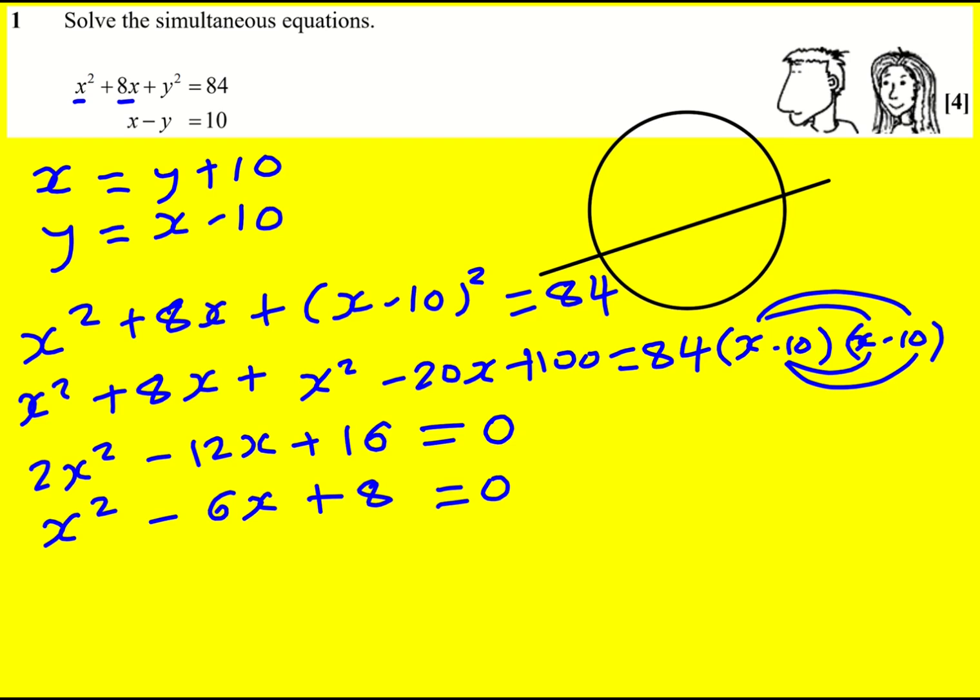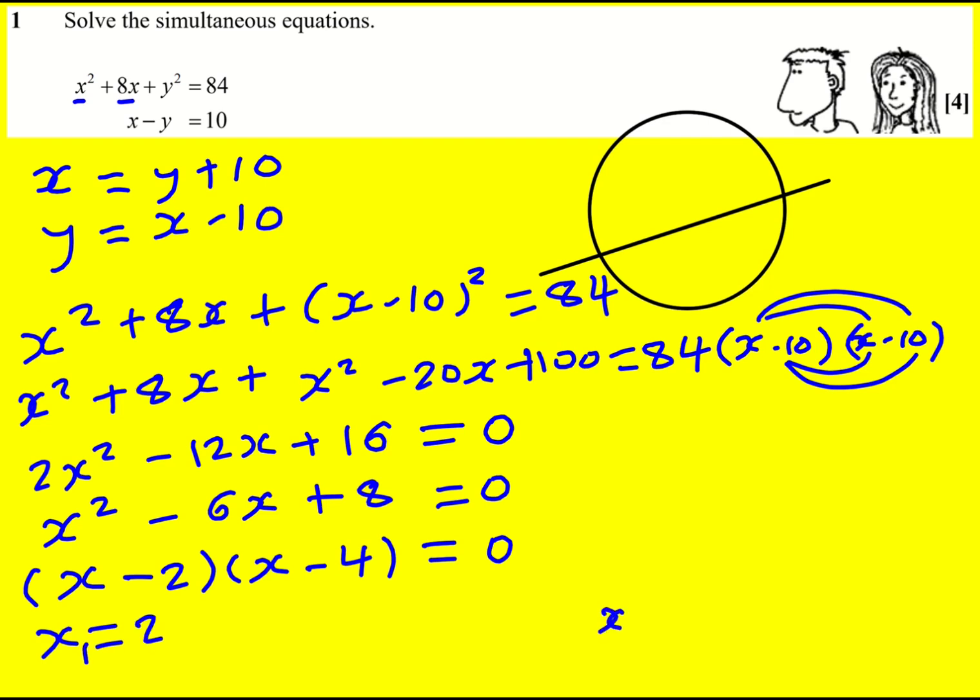Numerous different methods. You could stick it in your calculator, but it's always a good shout to try and factorize. This is going to factorize x minus 2 and x minus 4. Brilliant. So x is equal to 2. In fact, I'll call that x1. And then x2 is going to be 4.